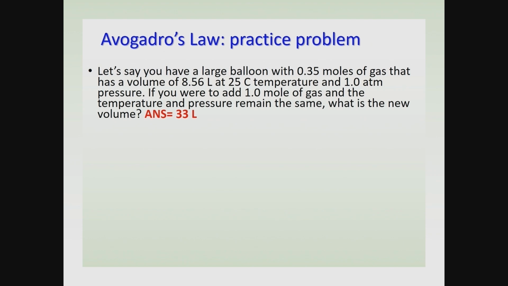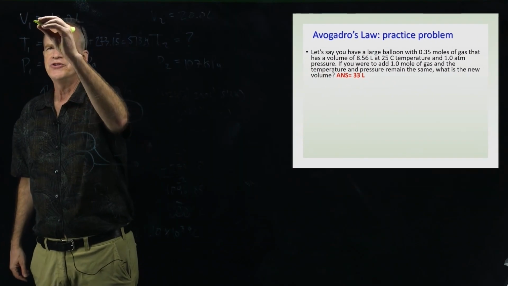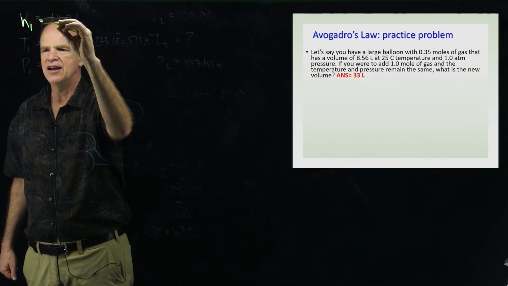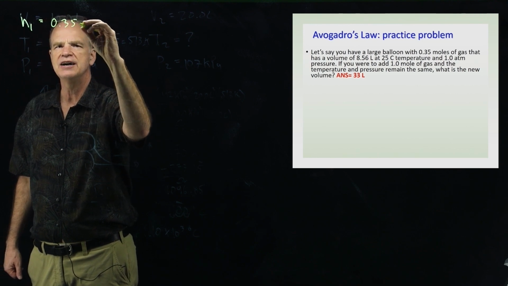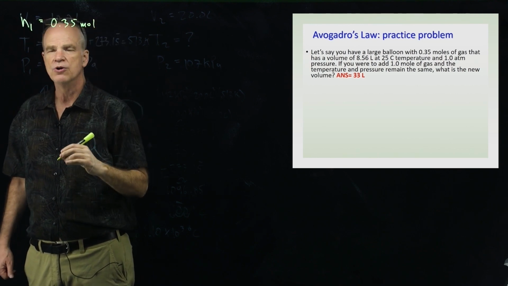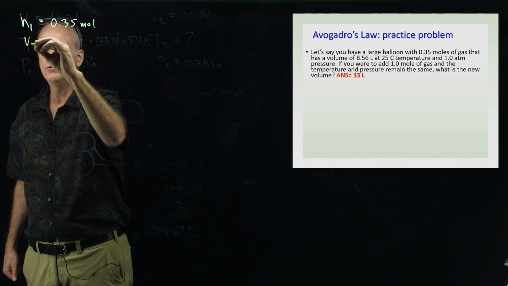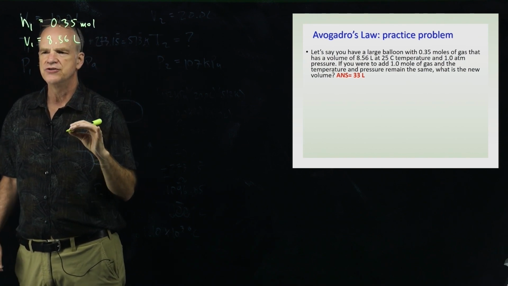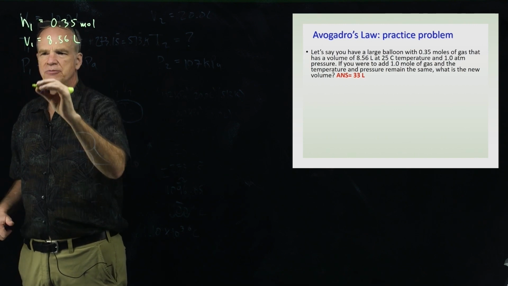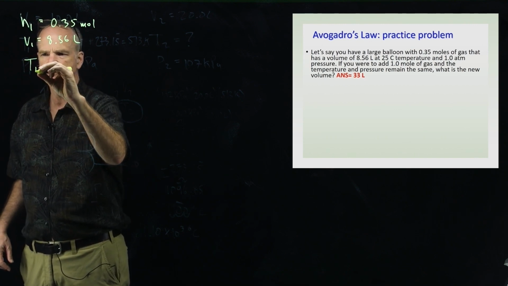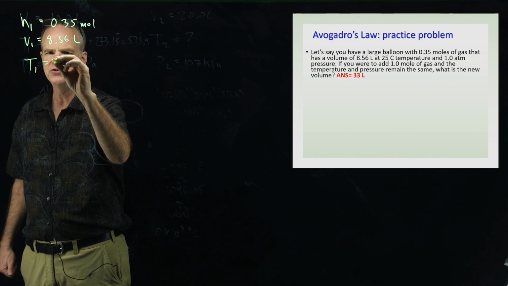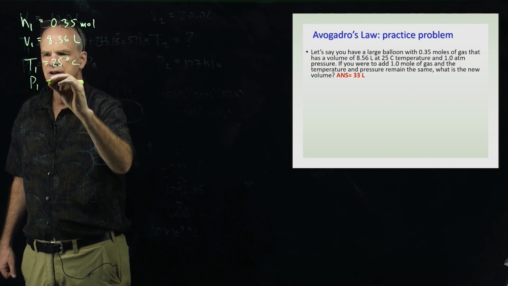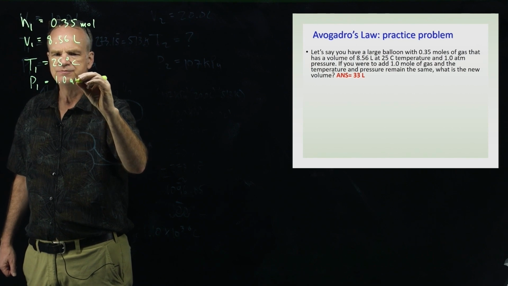So let me just write out what the initial conditions are. Here we're given an initial number of moles of gas, which is n1 = 0.35 mole. And we're also given an initial volume, V1 is equal to 8.56 liters. Now, just a note, we're also given a temperature and a pressure. So let me go ahead and write this here for the moment. The temperature is 25 degrees C, and the pressure is at 1 atmosphere.